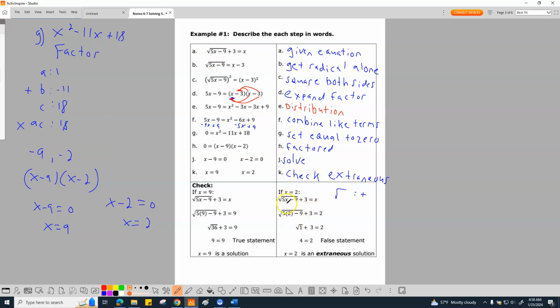So when you plug in your numbers, on this one, you get 5 times 9, minus 9. 5 times 9 is 45, minus 9 is 36. The square root of 36 is, in fact, 6. So 6 plus 3 is 9. Does 9 equal 9? Yes, it does. Then they plugged in 2. 5 times 2 is 10, minus 9 is the square root of 1. Square root of 1 is just 1. So 1 plus 3 is 4. Does 4 equal 2? No, it does not. So that's basically how you plug this in.